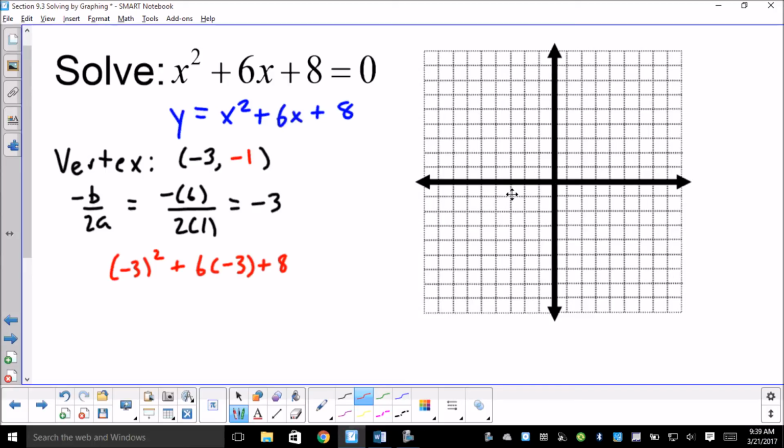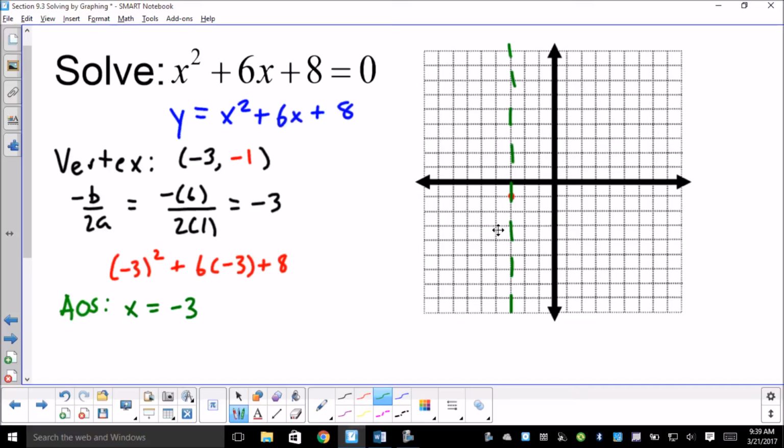Next, I need my axis of symmetry, AOS. That is always the x-coordinate of the vertex, so x equals negative 3. I come over here and sketch my little axis of symmetry. I'm going to take my time so it looks pretty good. And there we go. I've got my vertex and axis of symmetry.